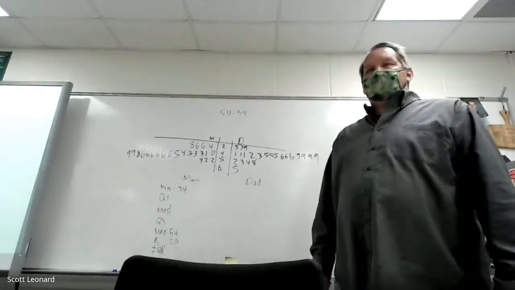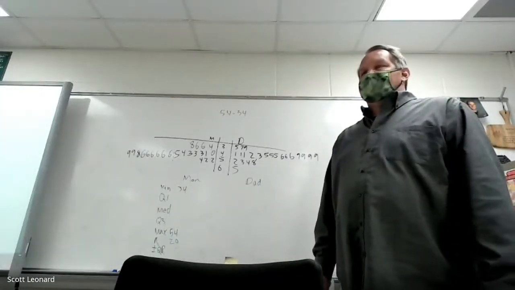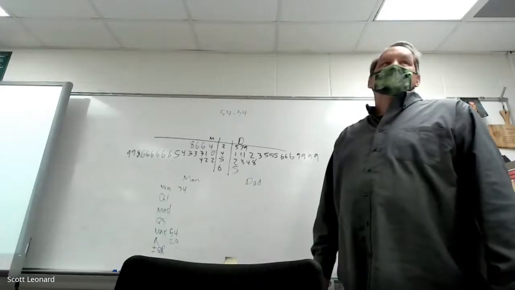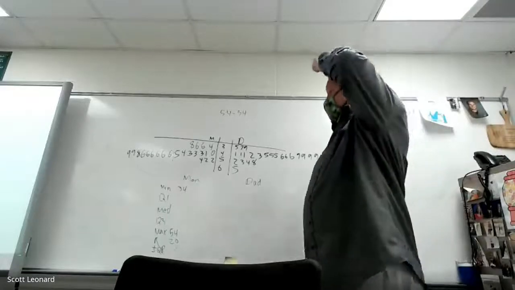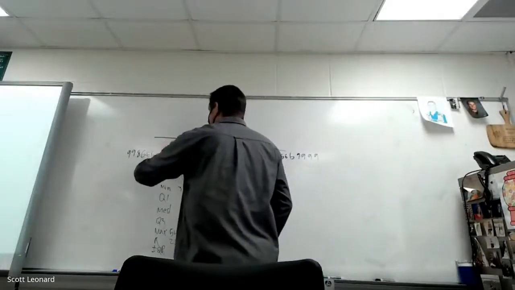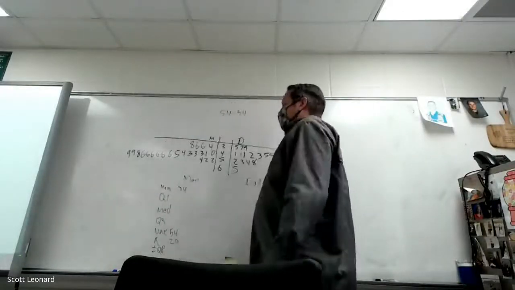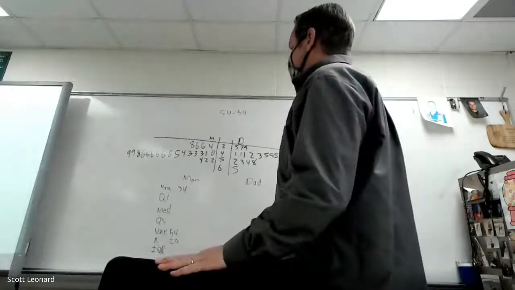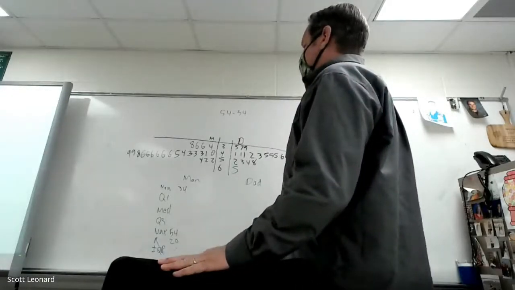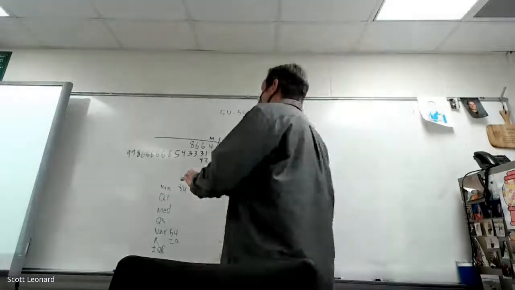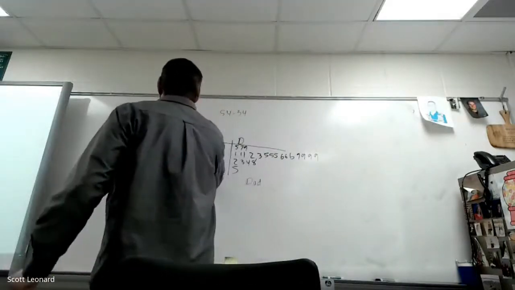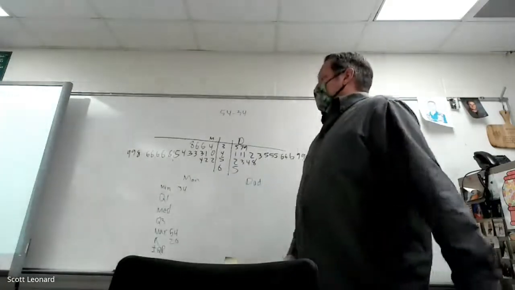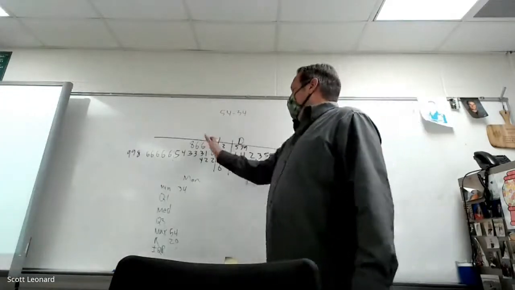How many numbers do you guys have? 23 or 22? 23? We screwed up last hour. 22? Well, I think I have too many sixes. How many sixes am I supposed to have? Five. Okay, so one of these sixes is gone. So it is right between here. All right, so we have 11 numbers before and 11 numbers after.